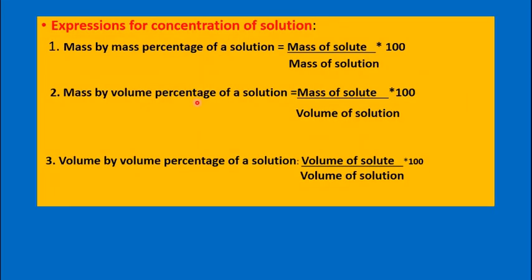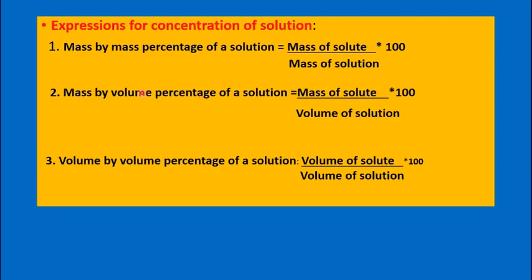Now, look at the formulas which we are going to use for calculating the concentration of the solution. There are three different formulas. The first one is known as mass by mass. We take the mass of the solute and the mass of the solution. Mass by mass percentage of a solution is calculated by taking the mass of the solute divided by the mass of the solution and multiplying that by 100. You will get the percentage of the solute in that solution.